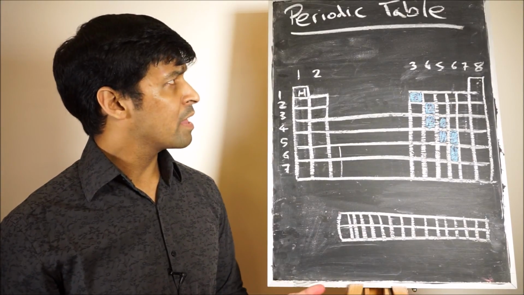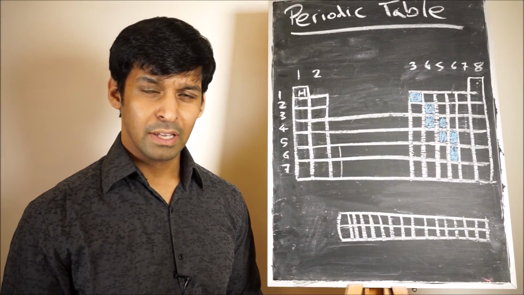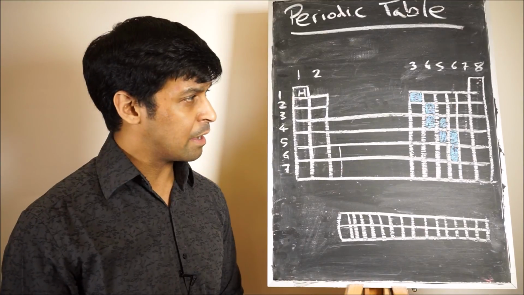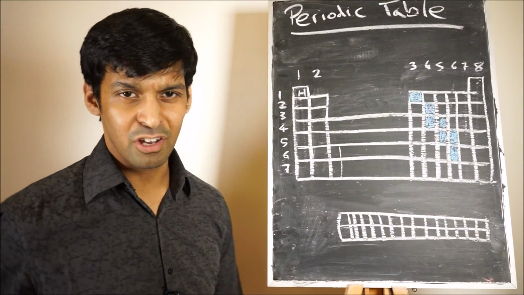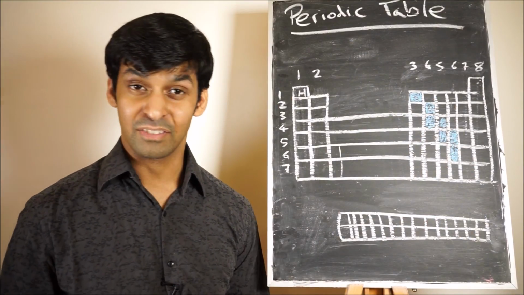Okay, well, they're the main groups of the periodic table. I hope that made sense. I didn't talk about the metalloids, but I did in a previous video.